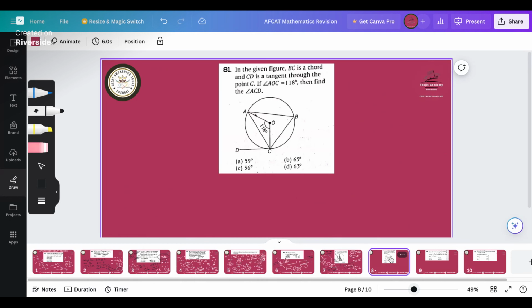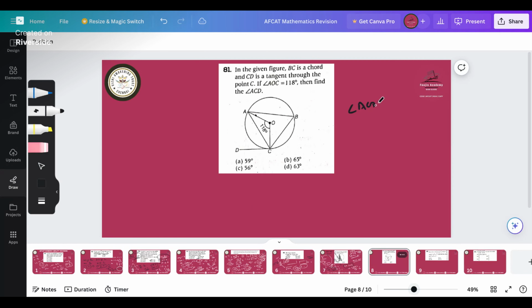Let's move on to the next question, ladies and gentlemen. So, in the given figure, BC is a chord, and CD is a tangent to the point C. If angle AOC is equal to 118 degree, then what is the value of angle ACD? They have asked, angle ACD is equal to what?